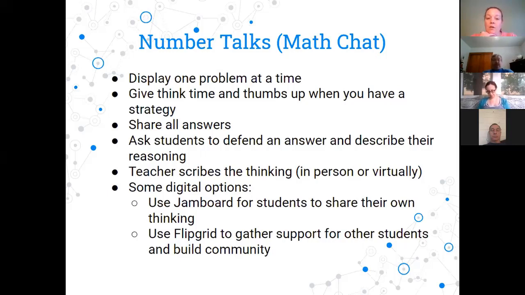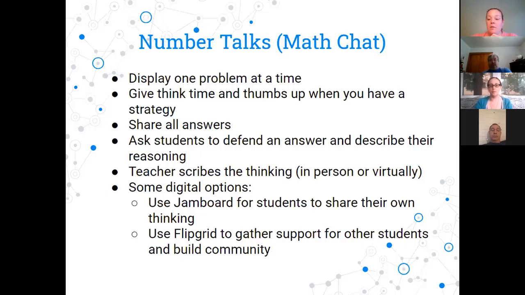Thank you. So for number talks, you're going to display one problem at a time. You give the students think time. And this is where we get our hand signals. Thumbs up means I have an answer in one strategy. I'll use multiple fingers for each additional strategy that I have. This just means I'm still thinking. So I'm thinking, I have a response in one strategy, I have a response in 2 strategies, 3 strategies, and so on. If they agree whenever we start defending our answers, we do this symbol. That way you don't have a lot of kids going, yeah, I did that. You just use the hand symbol.